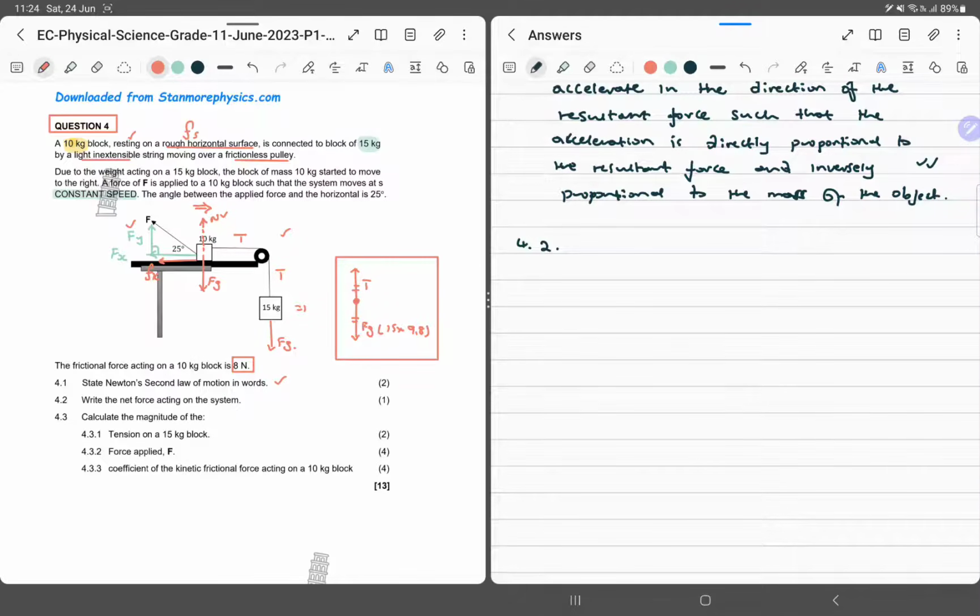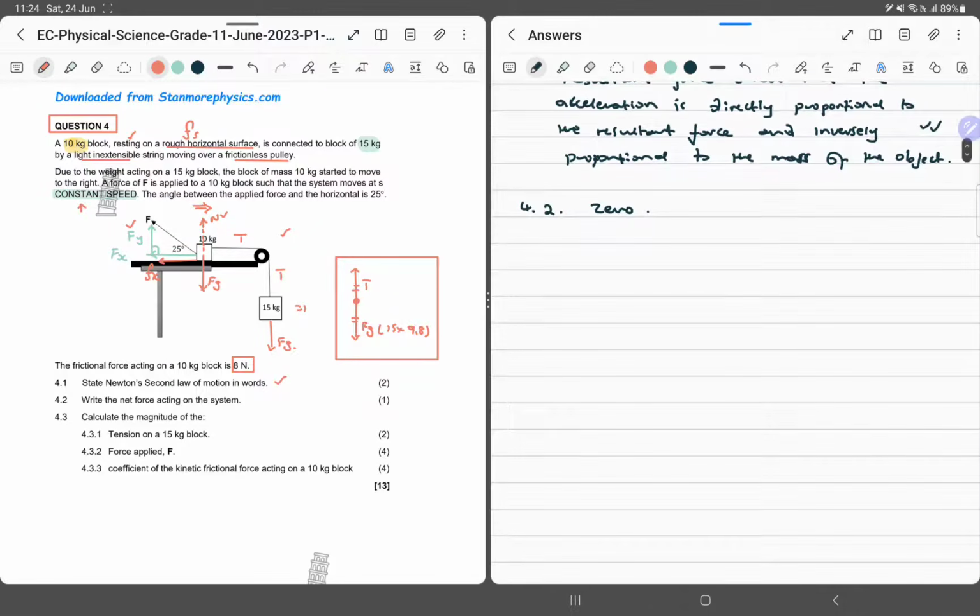Write the net force acting on the system. We know that it is 0, right? Because we're told we're doing constant velocity or constant speed. So easy, 1 mark. So 4.3, divided into 4.3.1. We're told to calculate the magnitude. That means, again, if you include direction, it's out of your, whatever. But do it. The tension on the 15 kg block. See, it's 2 marks. It's very easy.